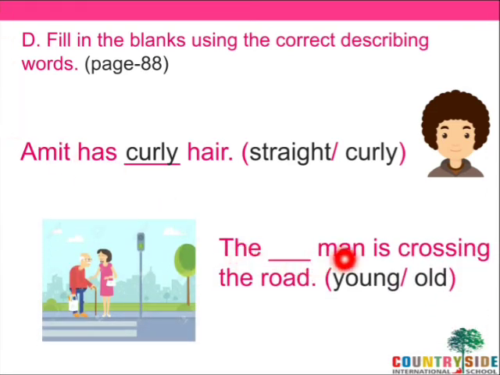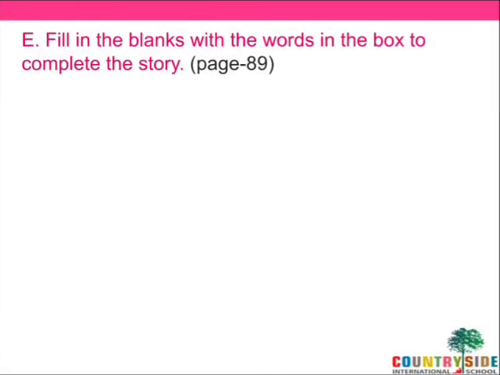The dash man is crossing the road. So young man or old man? Old man. What is noun here? Man. Yes. So old man means the old is describing something more about that man. So it is a describing word. And now see the another exercise. Fill in the blanks with the words in the box to complete the story.